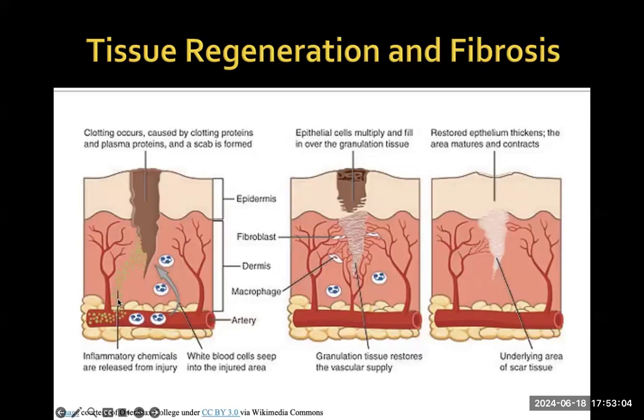So here's what you would be looking at, right? This over here is the clotting that would occur, and then the scab that's being formed. And in this case, you have epithelial cells that are multiplying and they're starting to fill in the granulation tissue. And then you have the repair. So it's the restoration of the epithelia, but it's going to start to thicken now. And the area, when it's thick, is now mature and it's ready to continue contracting again.